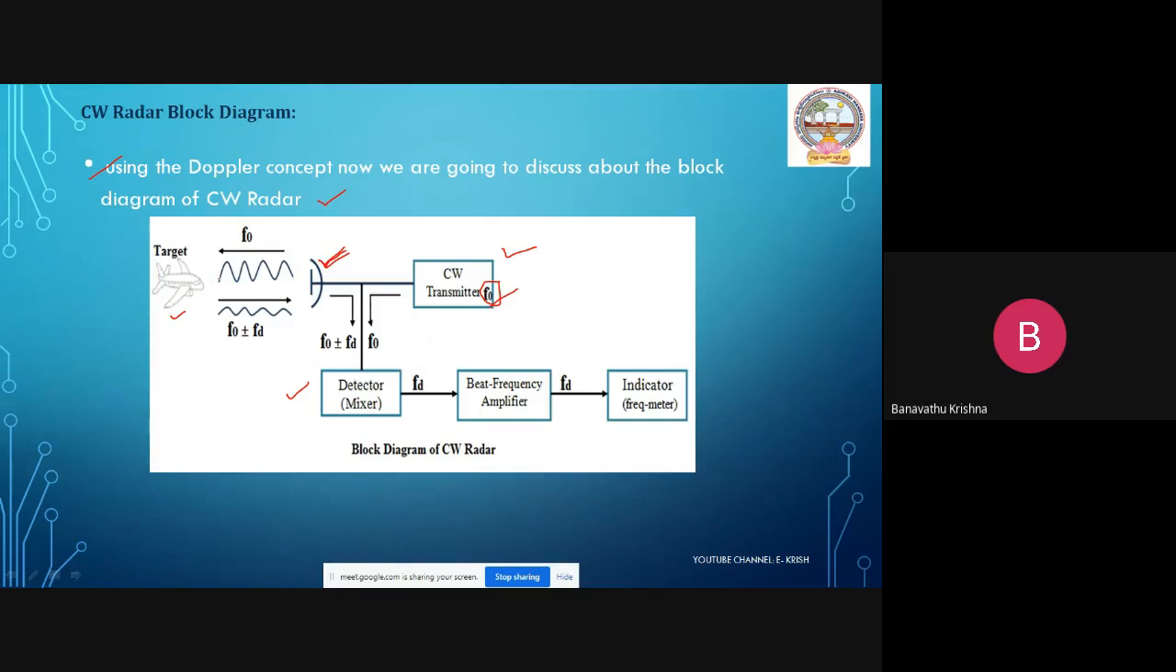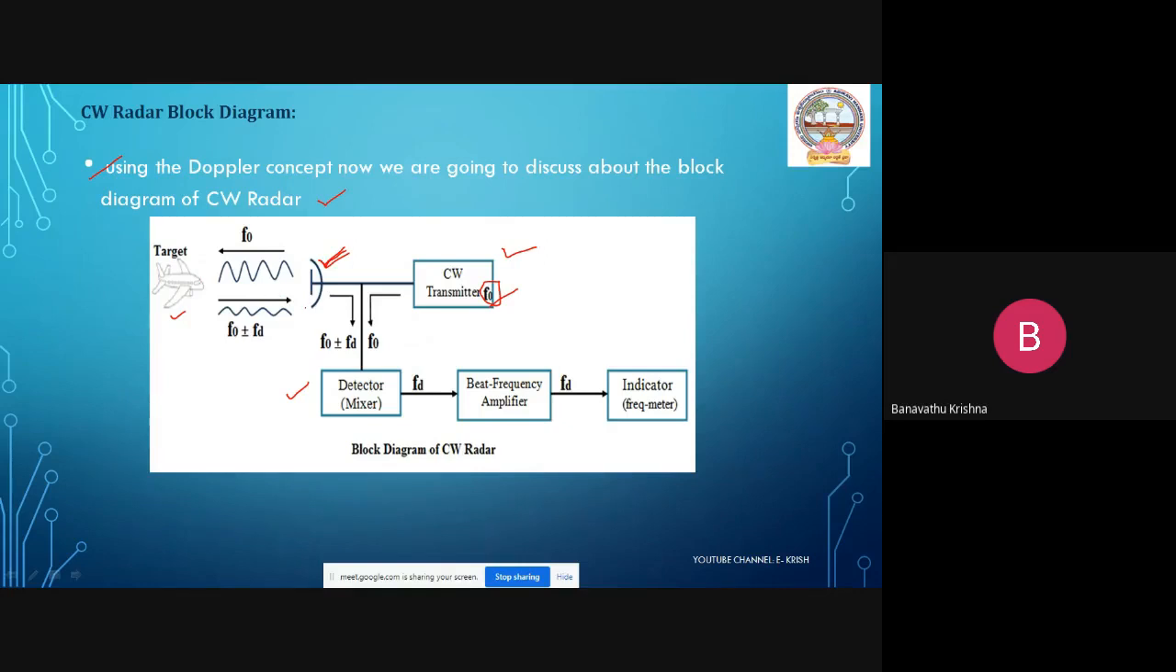Some of the energy is reflected back in the direction of the radar, which is F naught plus or minus Fd. The echo signal is collected by the receiving antenna. If the target is in motion, the echo signal frequency will change.